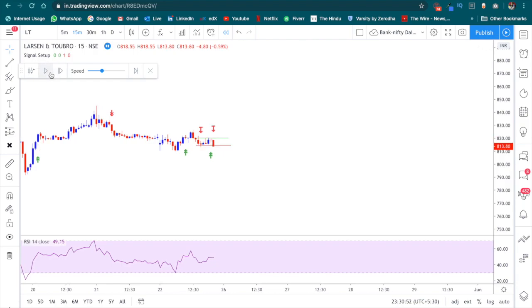Now, as you can see here, this is a classical example of a sideways market and how our signal generator would have kept you away, since the price is not crossing and staying above the signal lines, either on the bullish or the bearish side, so the trader can take his decision wisely.